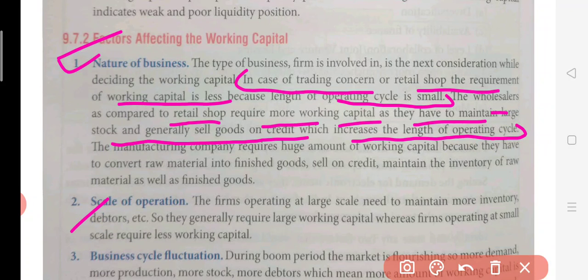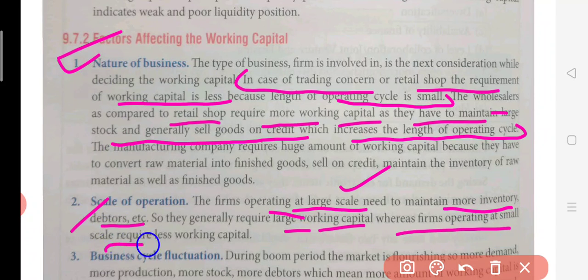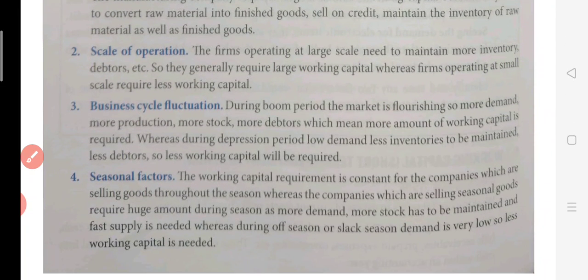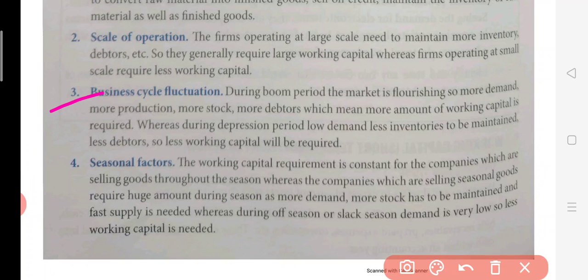Now, scale of operation. Large scale means more production, low scale means less production. So the firm operating at large scale needs to maintain more inventory and debtors. A company which is producing a lot will have to maintain more inventories, and there will be more debtors, so generally they require large working capital. But the firm which operates at a small scale requires less working capital. Now, business cycle fluctuations.